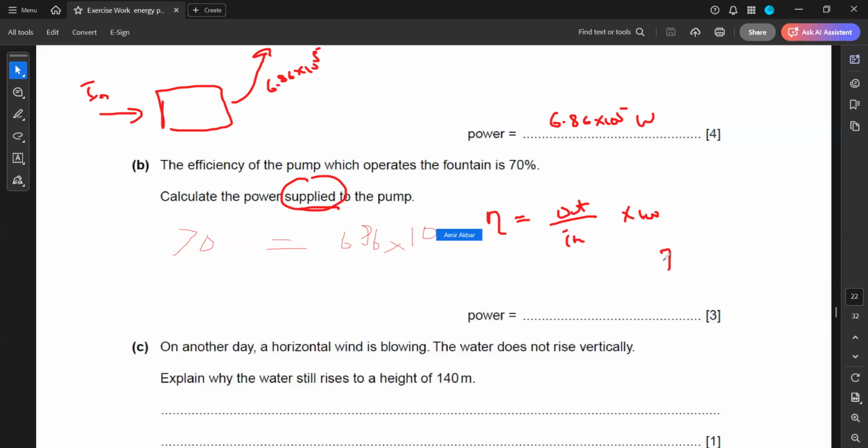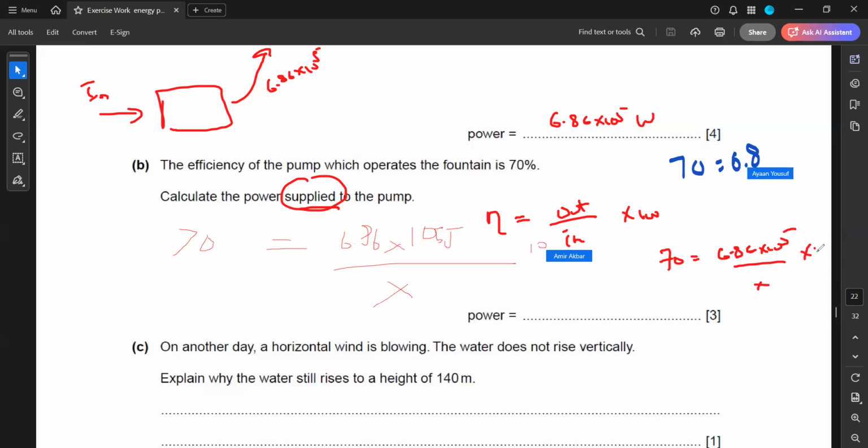So it's 70% efficient. Output is 6.86 into 10 power 5. Input is unknown, into 100. So this will give us, the X will be 6.86 divided by 70 into 100.